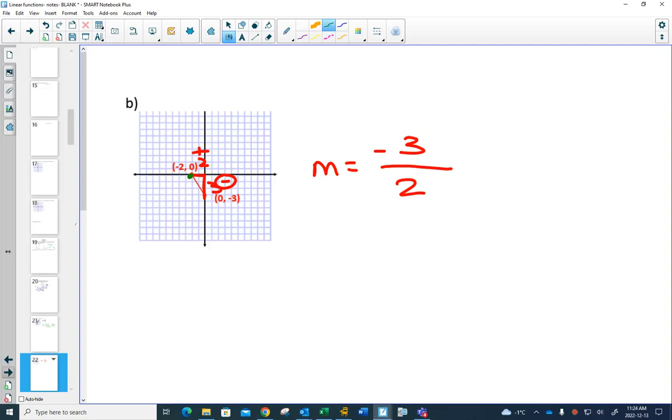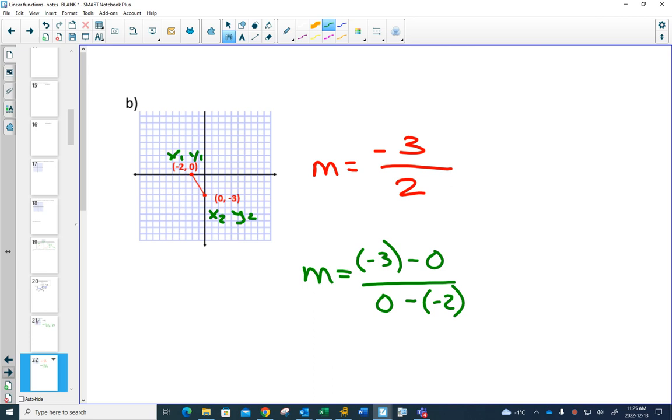Now again, we'll do this one with the formula. If I choose this is my first point, x1, y1, this is my second point, x2, y2. My slope with the formula would be y2, which is negative 3, minus y1, 0, over x2, which is negative 2. Nope, x2 is 0, minus x1. Now, it doesn't matter which you pick as your first point and which you pick as your second point, but it's very important that whatever you put in for y2, the x2 has to match up. You can't mix those up.